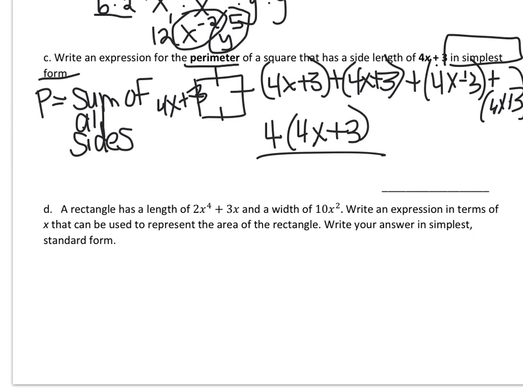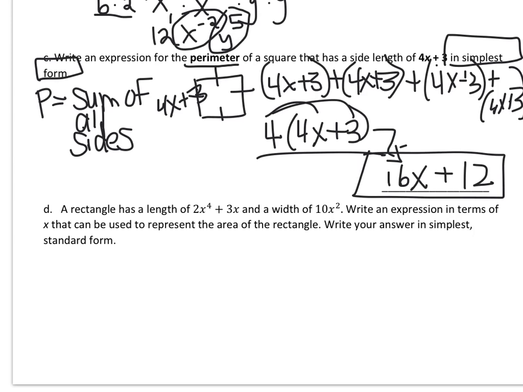Write the perimeter in simplest form. So you can't have parentheses in there. To get simplest form, you must distribute. 4 times 4x is 16x. 4 times 3 is 12. 16x plus 12 is the expression that represents the perimeter of this square.